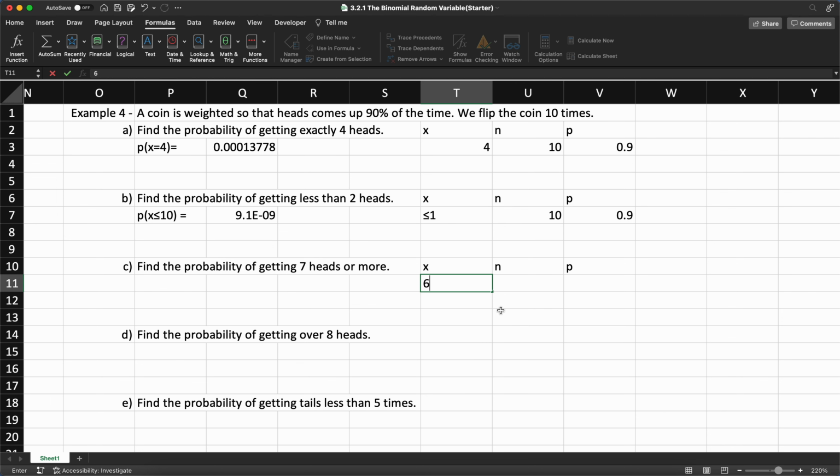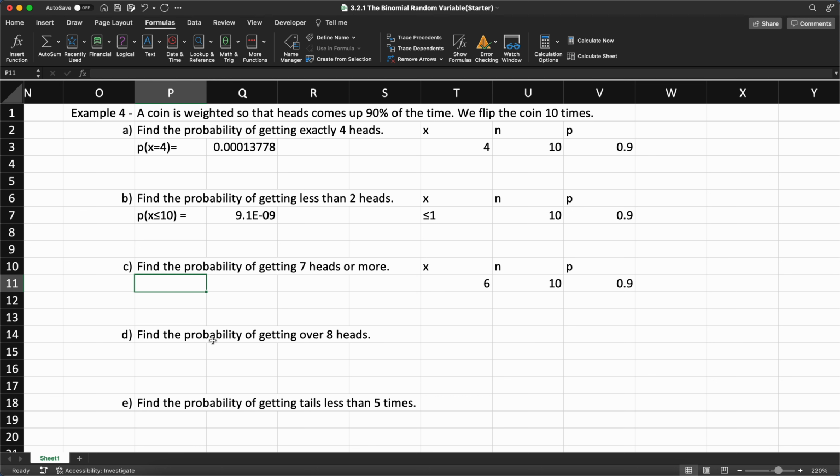Actually, it's going to be 6. Because if I want to get more than 7 heads, including 7, then the opposite would be getting 6 or less. So we're going to calculate the probability of getting 6 or less, and that will help us find the probability of getting 7 or more. So x is going to be 6, n is going to be 10, p is going to be 0.9.